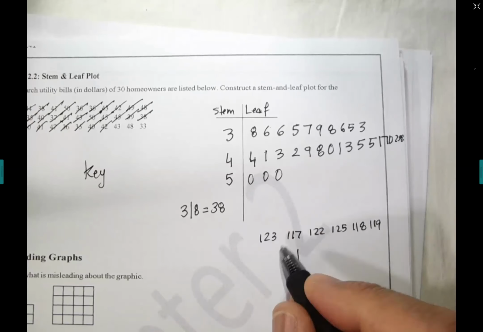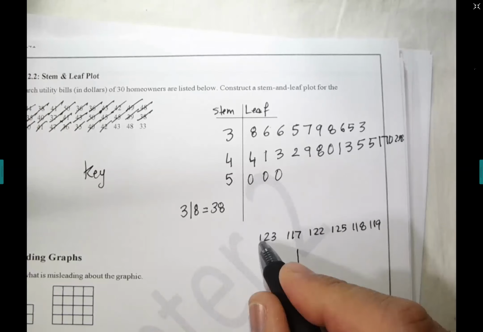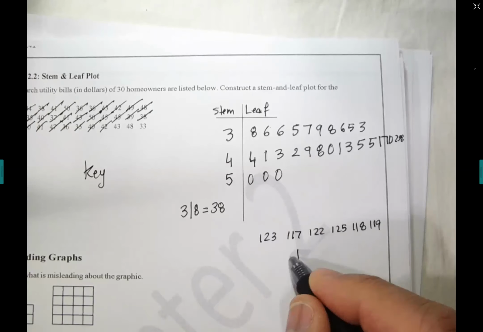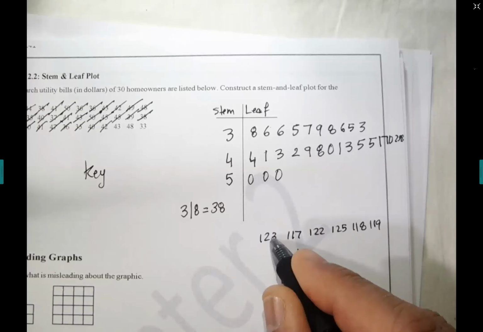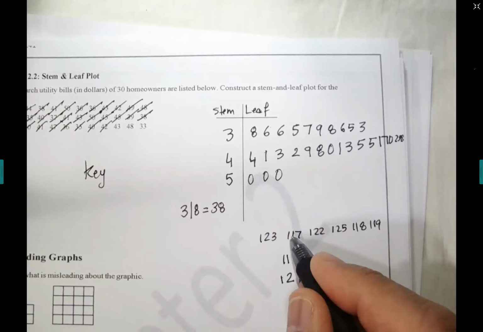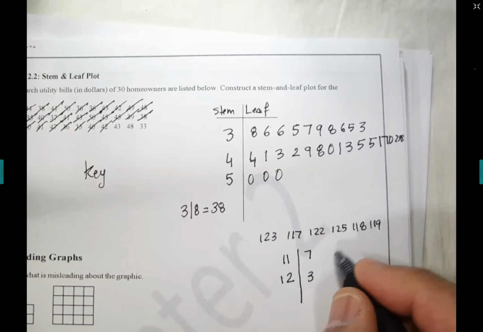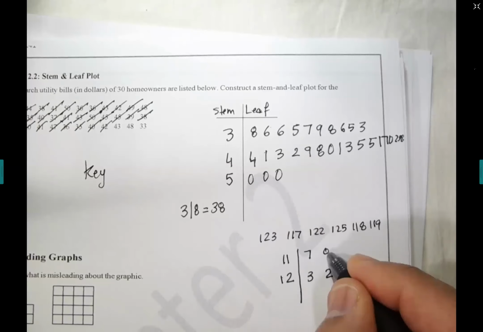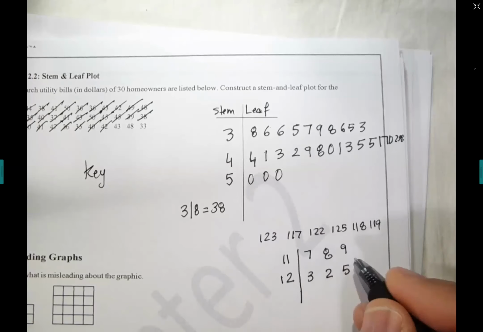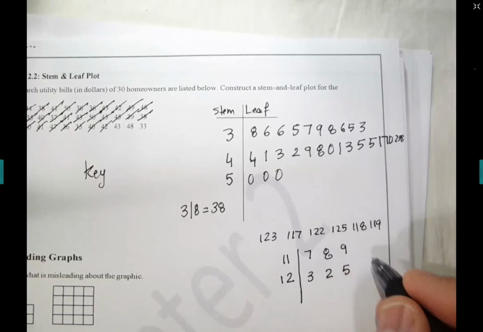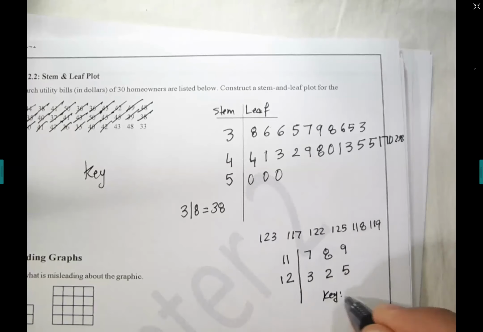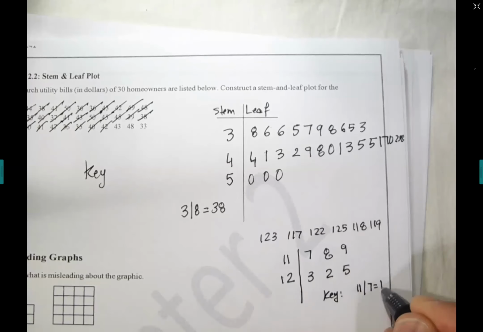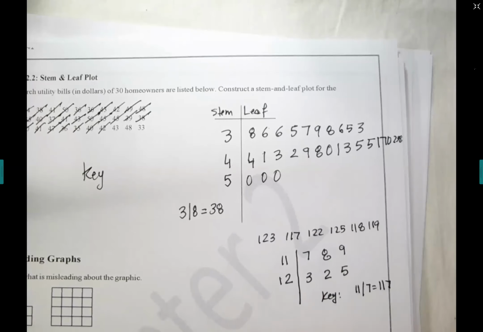So I have 110 and 100, 120 and 100. So I'll just put 11 here. I'll put 12, and watch, guys. 1, 2, 3, 1, 1, 7, 1, 2, 2, 1, 2, 5, 1, 1, 8, and 9. And make sure to tell the reader that I have a key for you. 11|7 means 117. All right.